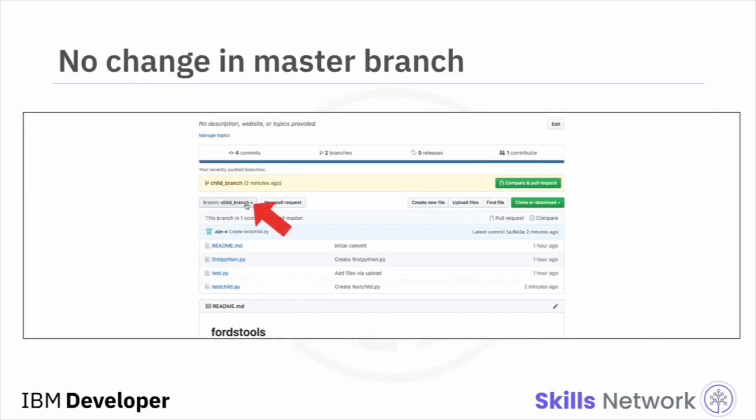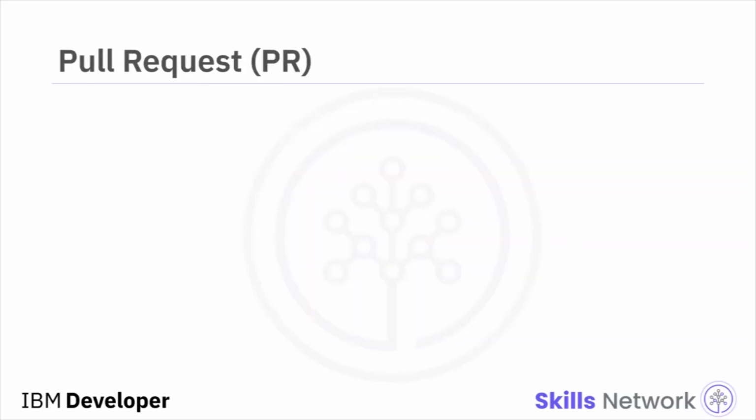You can verify by going to the master branch by clicking Master from the branch selector menu, and you can see that the new file is not added to the master branch. After you have created the new file, test and ensure it is working.